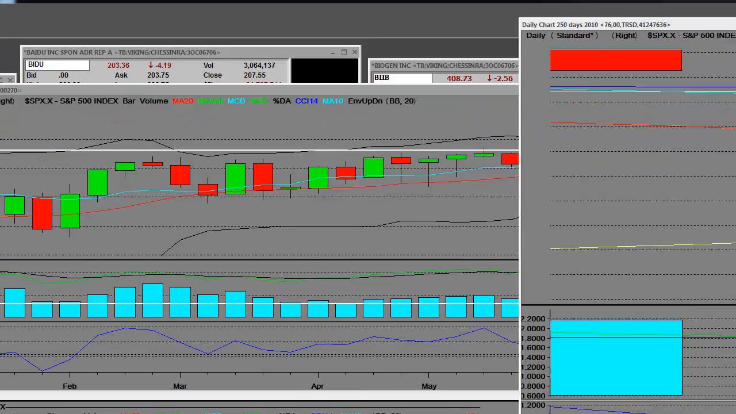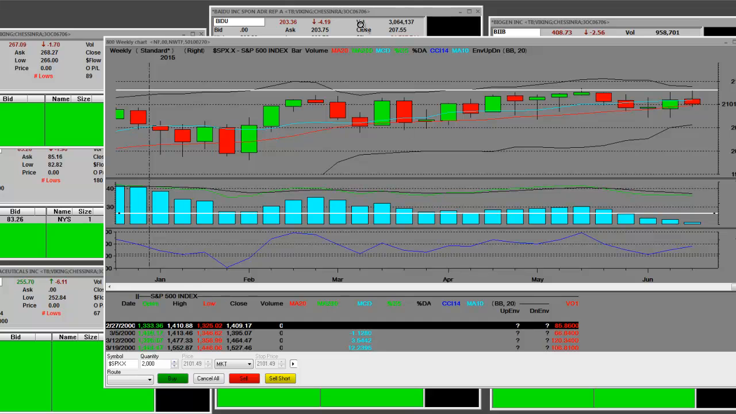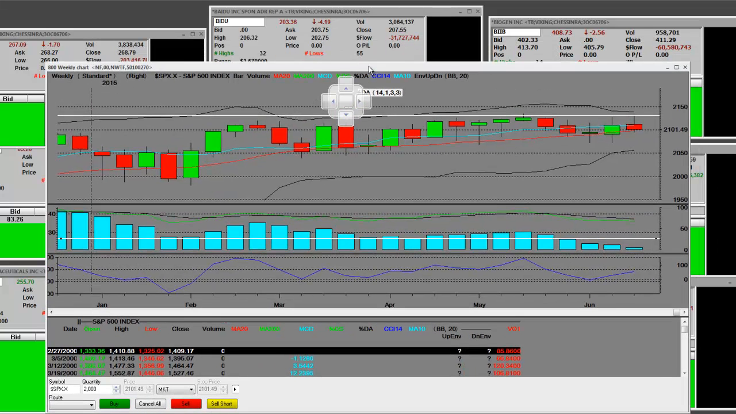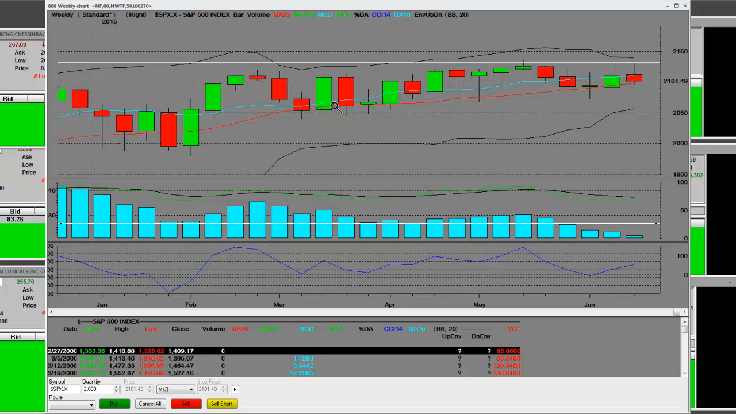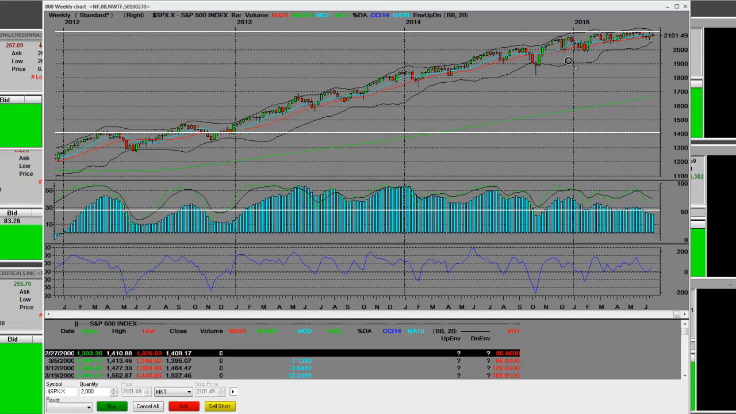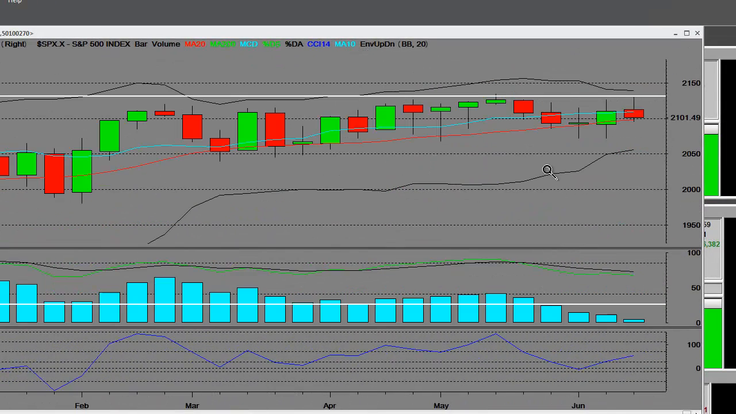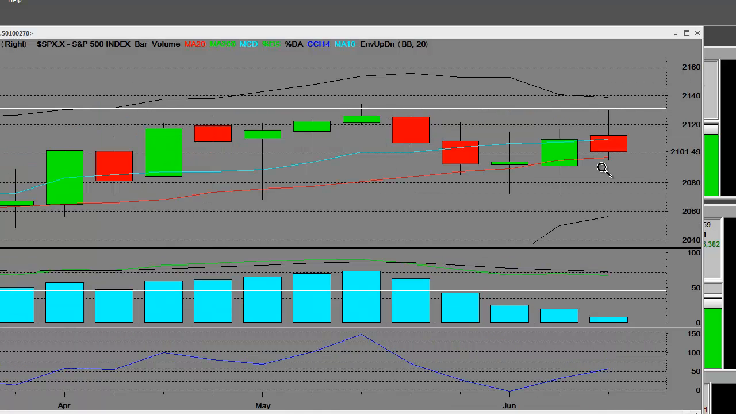Now, I'm going to go ahead and move that out of there, and I'm going to come over here and show you on a weekly. Basically, this is what it looks like for 2015. One of the things that I'm going to cover on this weekly chart of the S&P 500 is the red line, a 20-week simple moving average, where these tops were made.